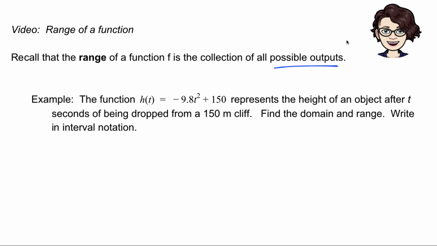In this problem, we're talking about dropping an object from a cliff. So the function h of t is equal to negative 9.8 t squared plus 150 represents the height of an object after t seconds of being dropped from a 150-meter cliff. Find the domain and the range and write in interval notation.